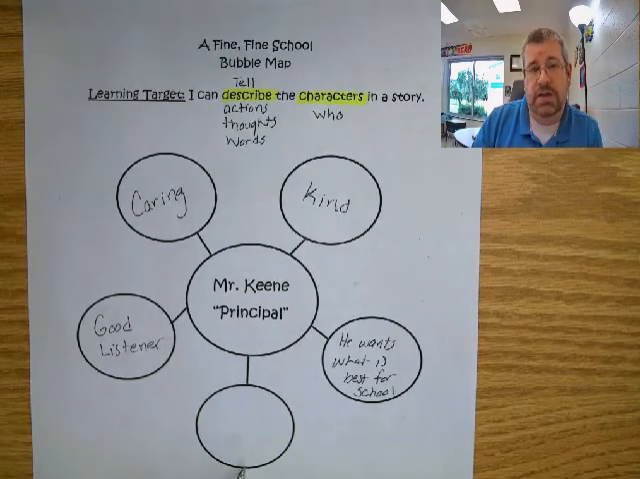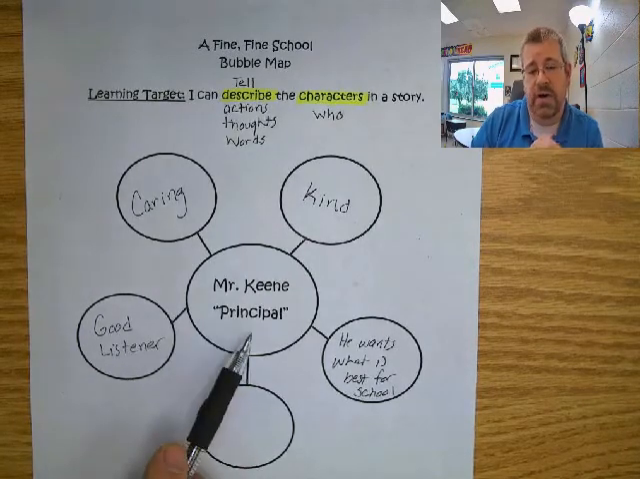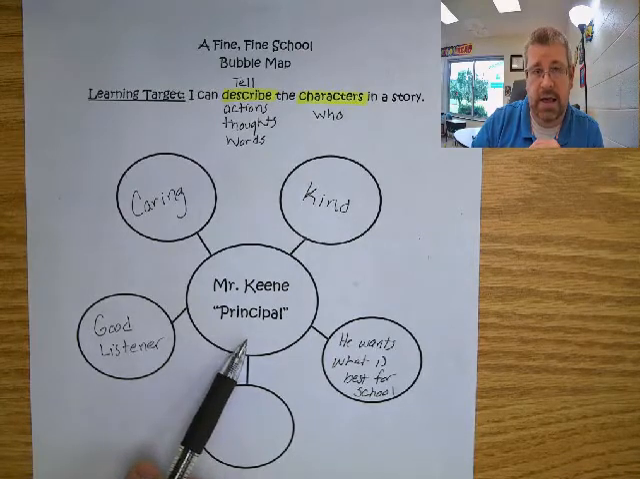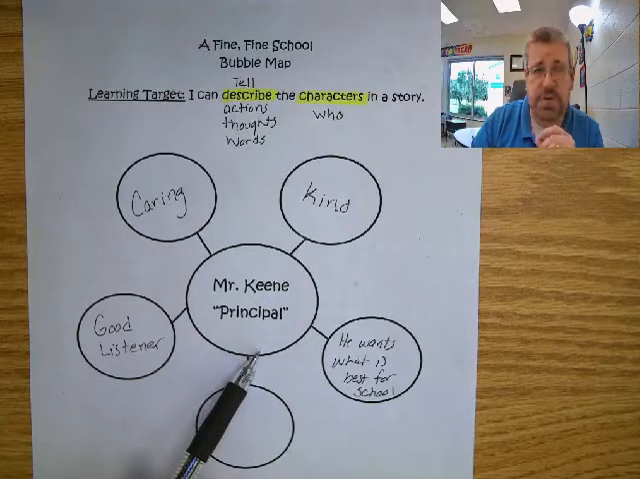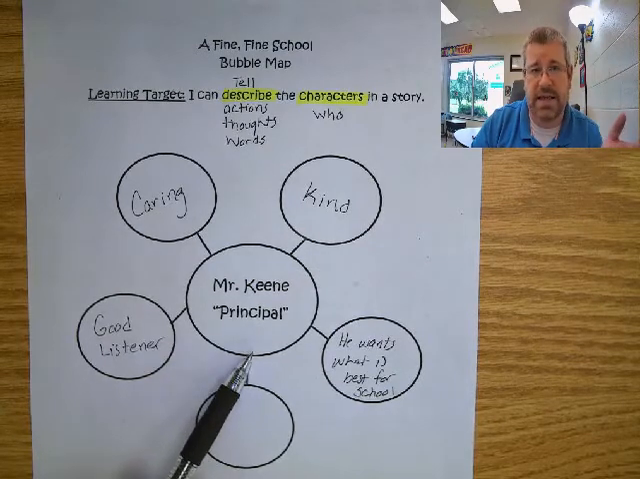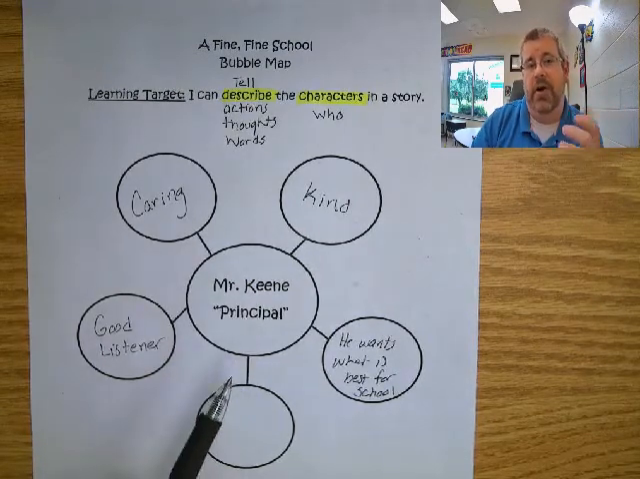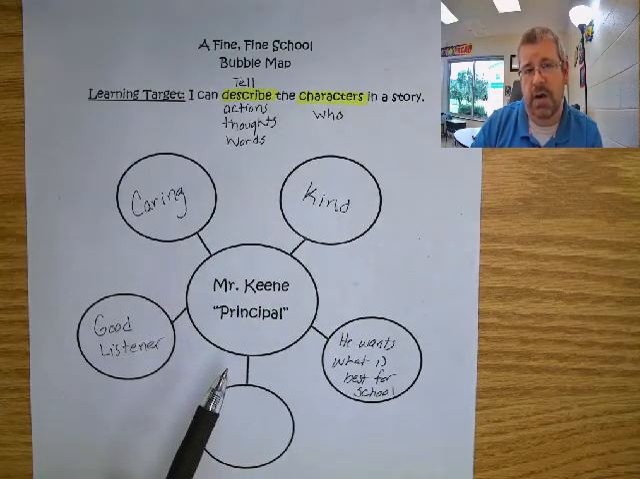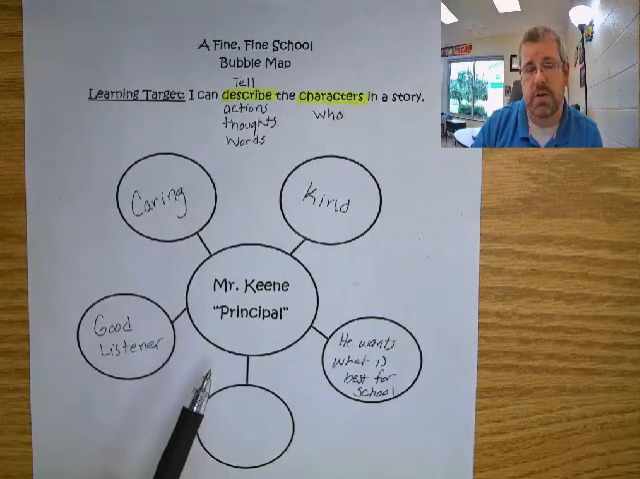Now, this is your turn. In the next box below, you're going to open a Google slide up, and you're going to complete a bubble map for Tilly. And remember, we're not describing physical characteristics. I'm not saying she has long hair or she wears glasses. We're thinking about her character traits as a person, her actions, her thoughts, her words that she uses. We're describing how she acts.